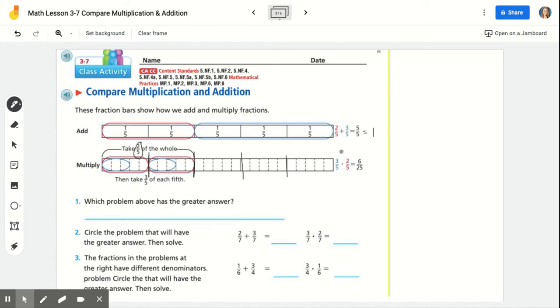And then the next step, remember, multiplication means of. So now that we have 2/5 circled, we want to know what 3/5 of 2/5 is. So their next step is that they then took 3/5 of each fifth.